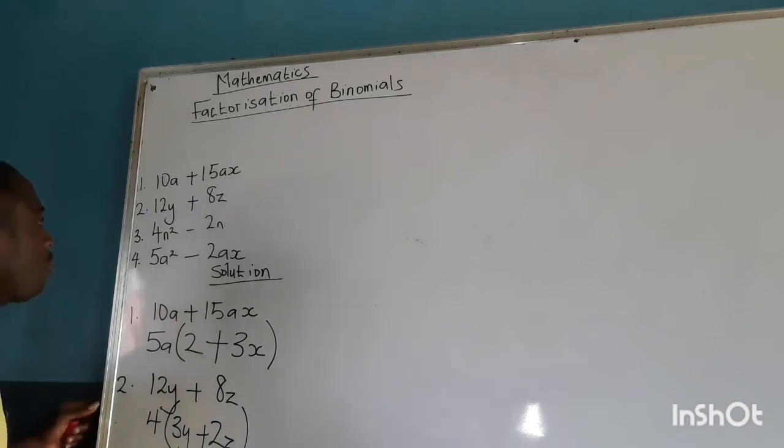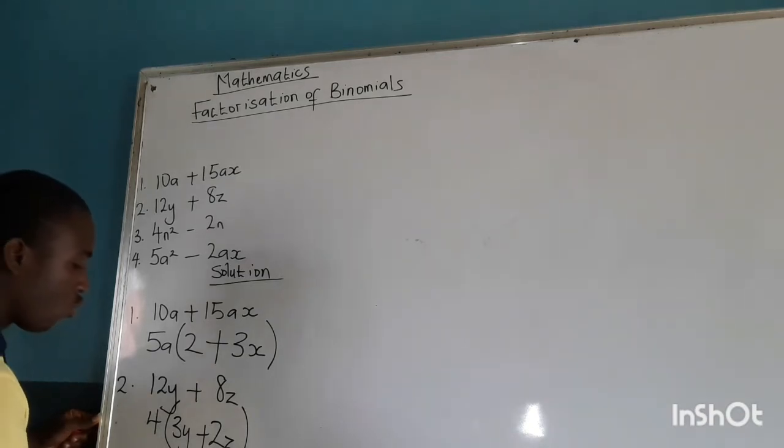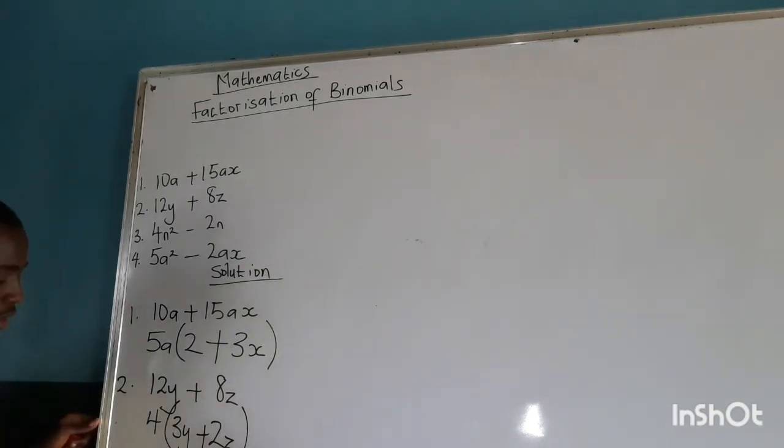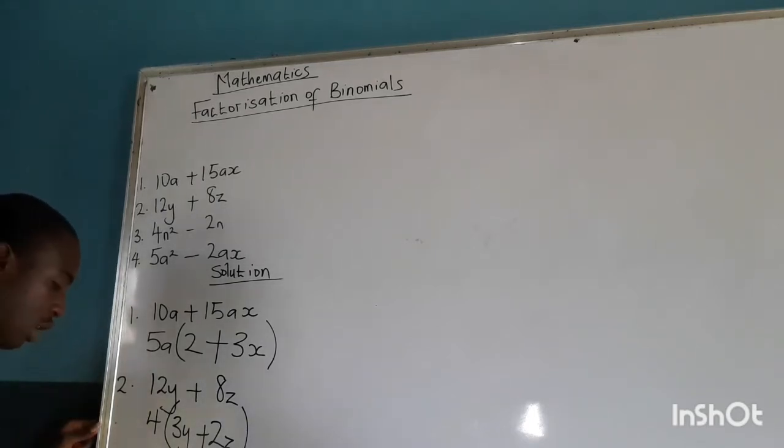Number 3, you have 4n squared minus 2n. Start with the number. What is common between these two? That is, which number can divide 2 and 4? What remains will not be there. Only 2.